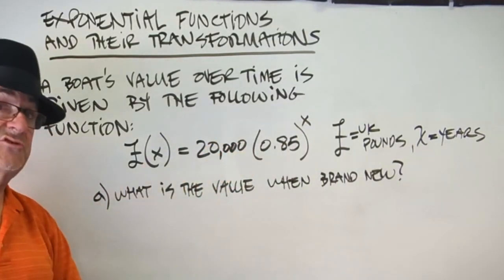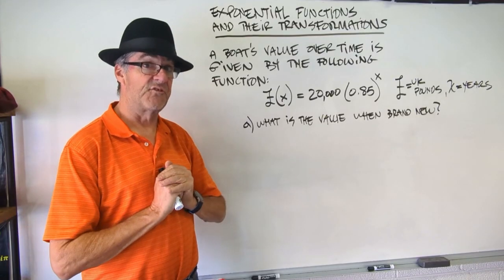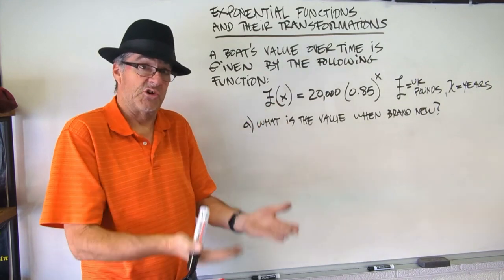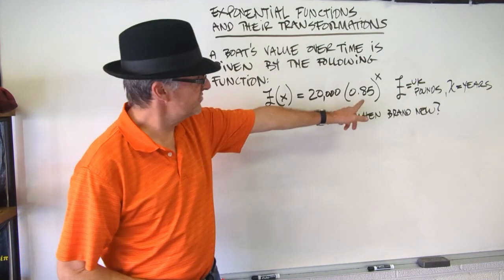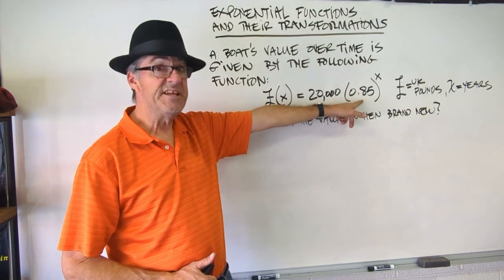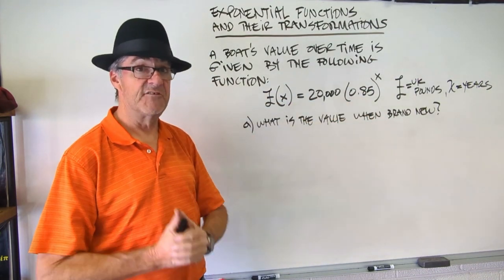Now this equation tells you something about what's happening to the boat's value. So think about that for a sec. Is it increasing in value or decreasing in value? If you said decreasing, you're right. Here's our A. This is the base that's being raised to the power. That's between 0 and 1. So the boat's value is decreasing every year.